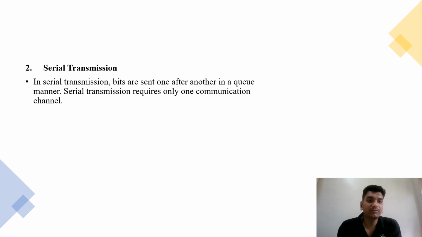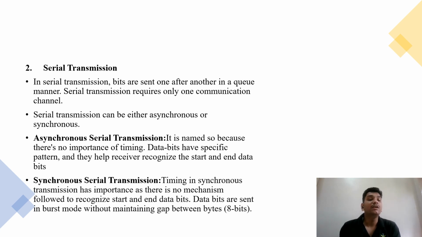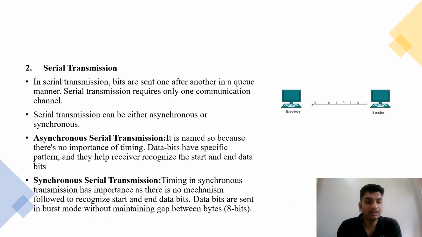Now in serial transmission, there are two types: asynchronous and synchronous. In asynchronous serial transmission, the timing of the bits does not matter, so the data have specific patterns and they help the receiver recognize the start and end of data. But in synchronous serial transmission, timing has importance as there is no mechanism followed to recognize the start and end of data bits. Therefore data are sent in burst mode without maintaining a gap between them.